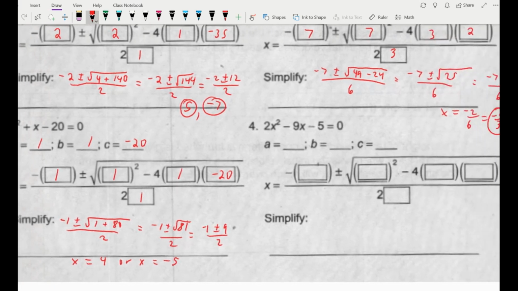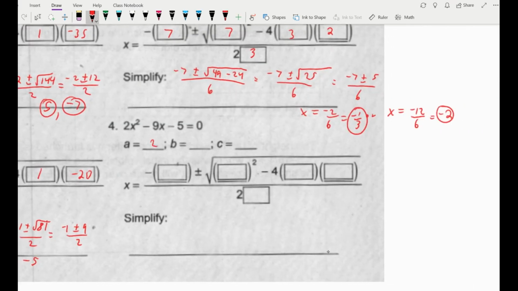Let's go to number 4. A is 2, B is minus 9, C is minus 5. The quadratic formula is x equals negative b, so it's going to be a negative 9 this time, plus or minus b squared minus 4ac, all over 2a. Well, minus a minus 9 is a positive 9. Minus 9 squared is a positive 81. Minus 4 times 2 times minus 5 is a positive 40. All over 2 times 2, which is 4.